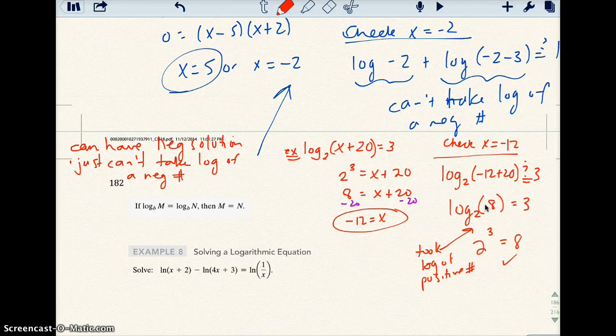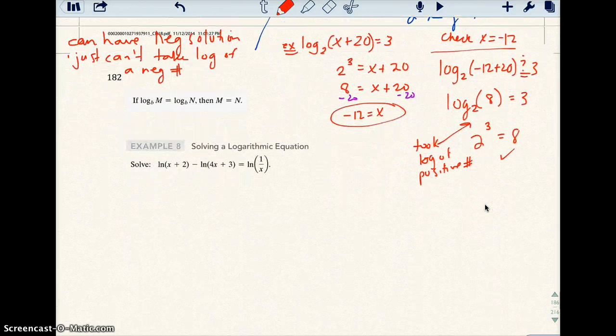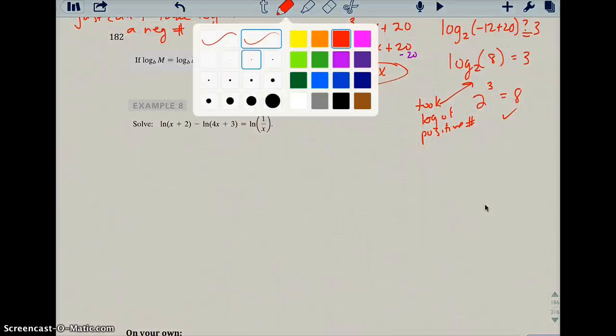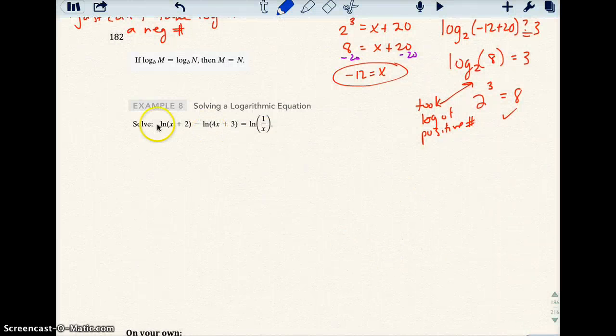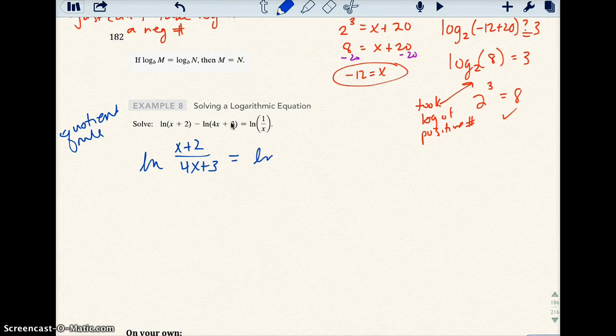Excuse me. Okay, so let's go to example 8. And here's the same idea. I have multiple logarithms in the natural log, and I want to kind of condense this. So on the left-hand side, notice how this is a difference of two logarithms, in this case natural logarithms. I can use the quotient rule. So I have the natural log of x plus 2 over 4x plus 3, and that's going to equal the natural logarithm of 1 over x.